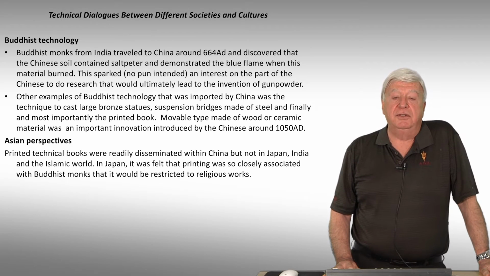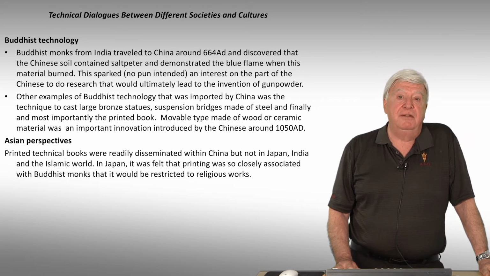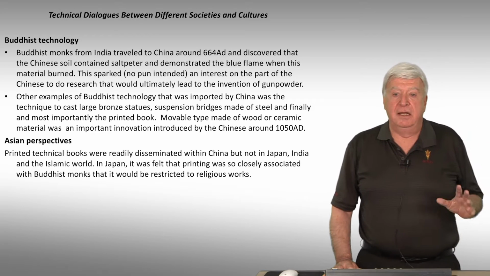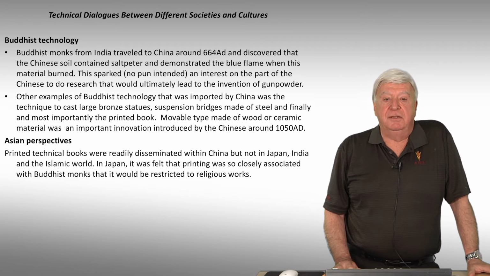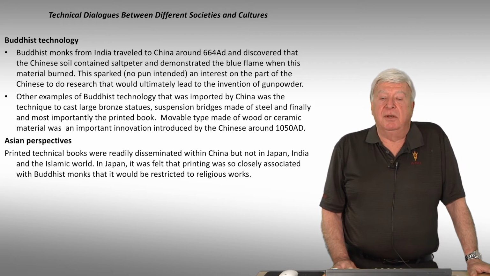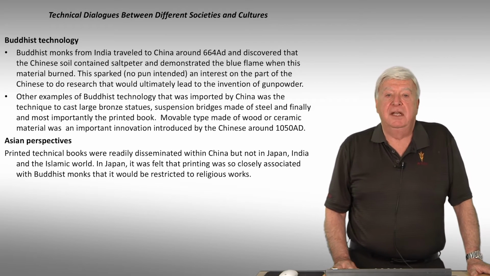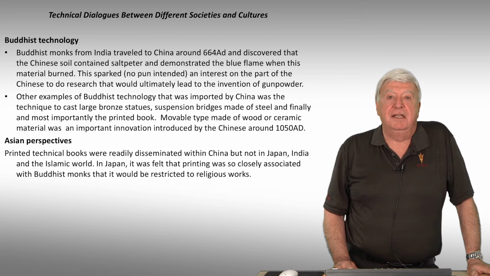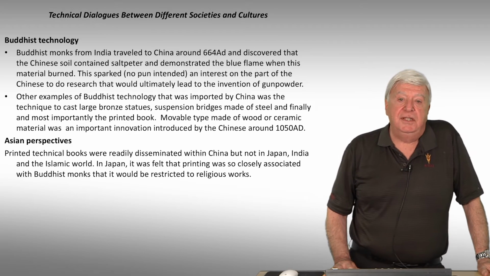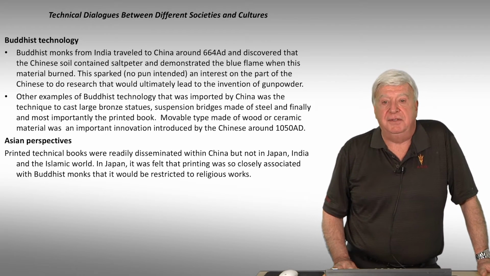Movable type made of wood or ceramic material was an important innovation introduced by the Chinese around 1050 AD. We'll talk in a little while about the printed movable type technology. Asian perspectives. Printed technical books were readily disseminated within China, but not in Japan, India, and the Islamic world. In Japan, it was felt that printing was so closely associated with Buddhist monks that it would be restricted to religious works. Here we see how a cultural belief can delay the spread of technology. We will see this in other instances as the course progresses.